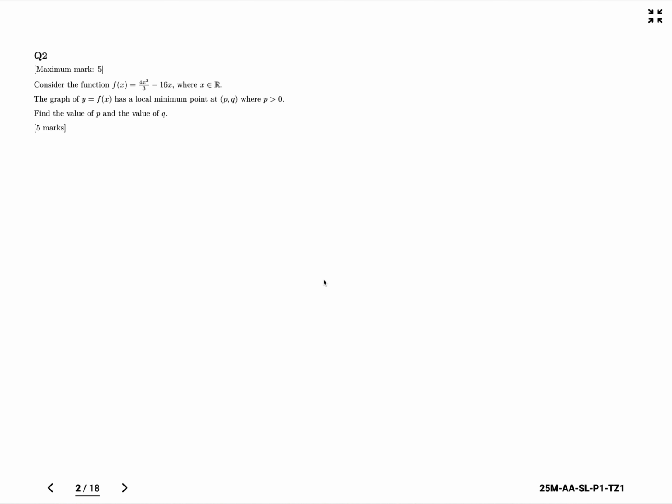Okay, so let's look at question 2. Consider the function f of x is equal to 4x cubed over 3 minus 16x, and the graph has a local minimum point at the coordinates (p, q), where p is positive, and we have to find the value of p and q. So we can do a very rough sketch of our cubic.